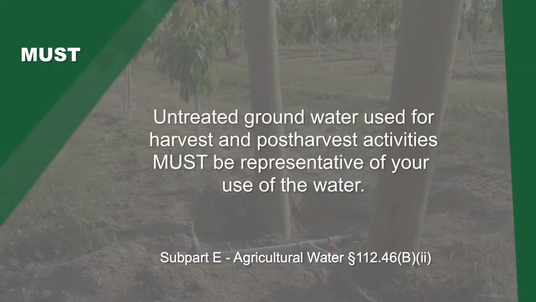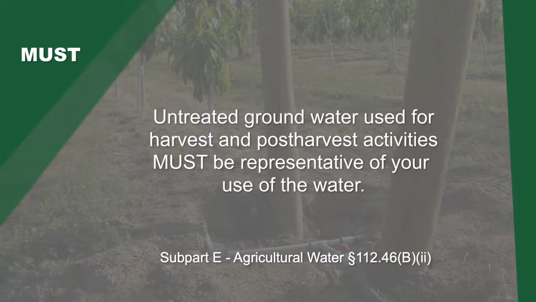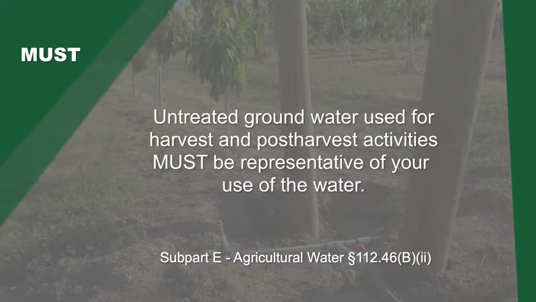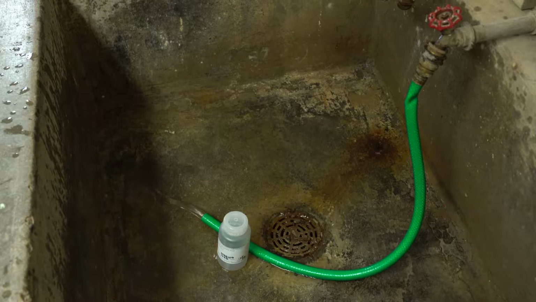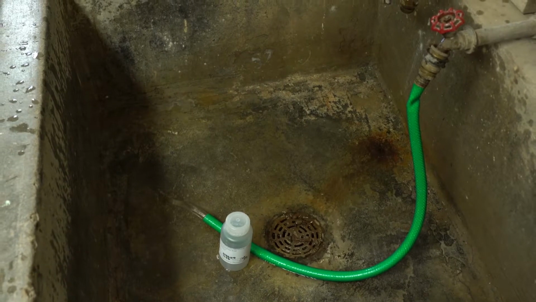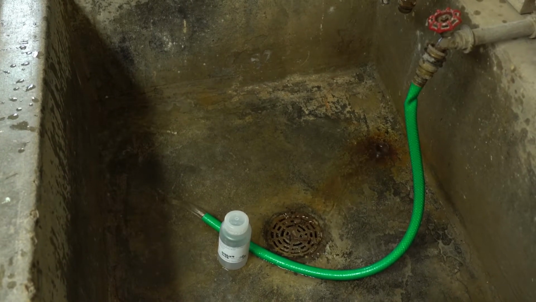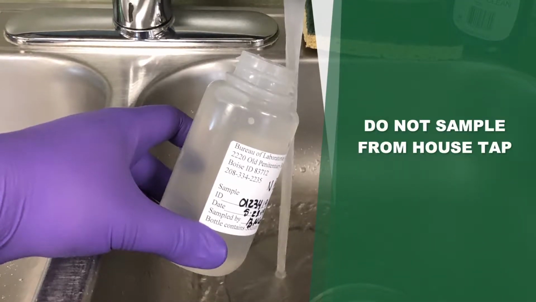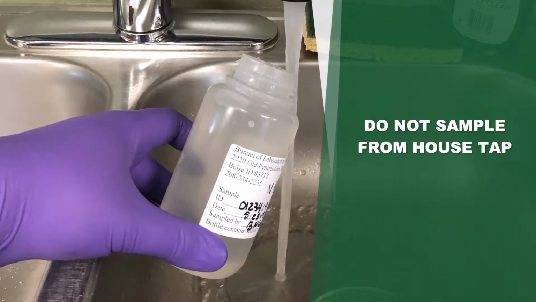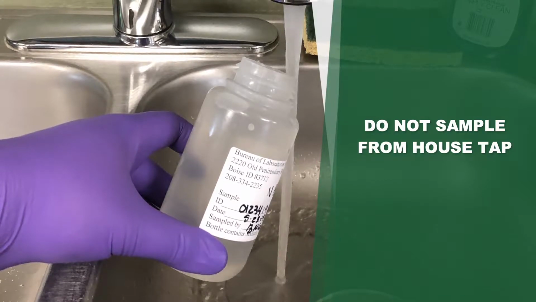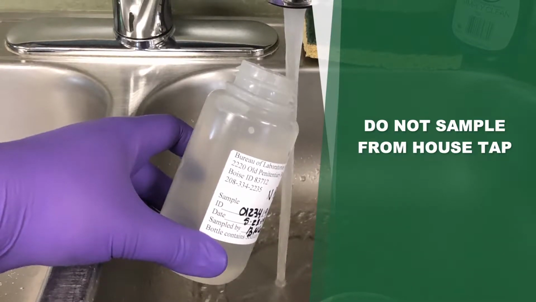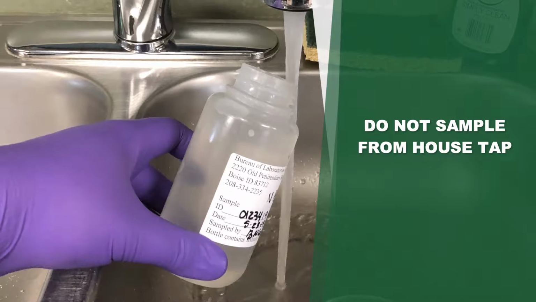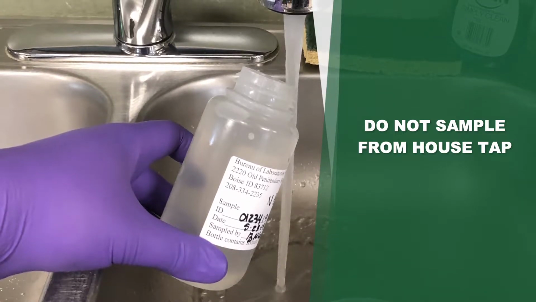Untreated groundwater used for harvest and post-harvest activities must be representative of your use of the water. If possible, do not collect samples from hoses, as they could be a source of contamination. It is not a recommended practice to sample from a house tap because many house taps use filters, water softeners, or chlorinators, and the production water used for covered crops may not be using a filter or chlorinator.